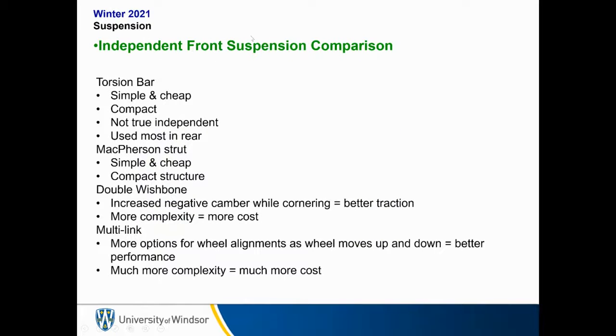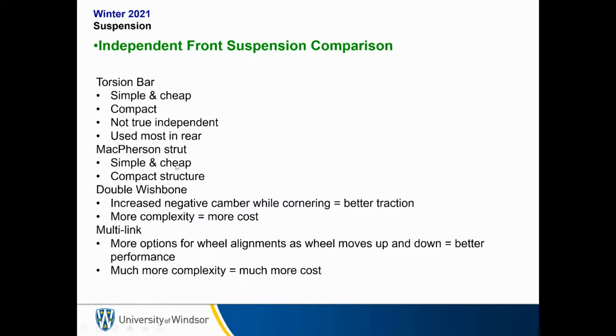So now I'm going to go through the independent front suspension comparisons. I've already talked about a lot of these comparisons, so this shouldn't be too surprising. So torsion bar, again, we said simple, cheap, it's compact, but it's not truly independent. And this is mostly used in the rear of vehicles. So if we want to have a rear, somewhat independent suspension, we tend to use torsion bars.